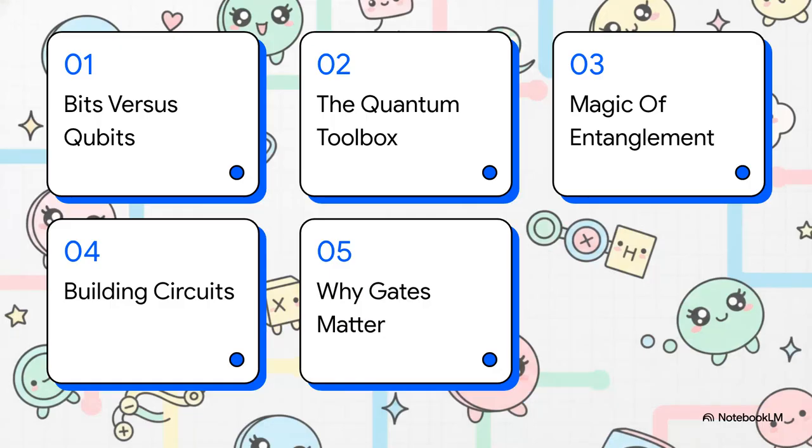Here's our roadmap for this explainer. 1. Bits versus qubits. 2. The quantum toolbox. 3. The magic of entanglement. 4. Building quantum circuits. And 5. Why quantum gates actually matter.